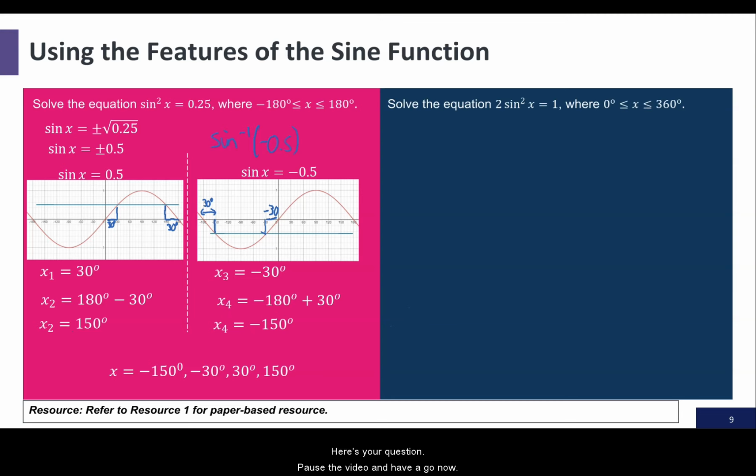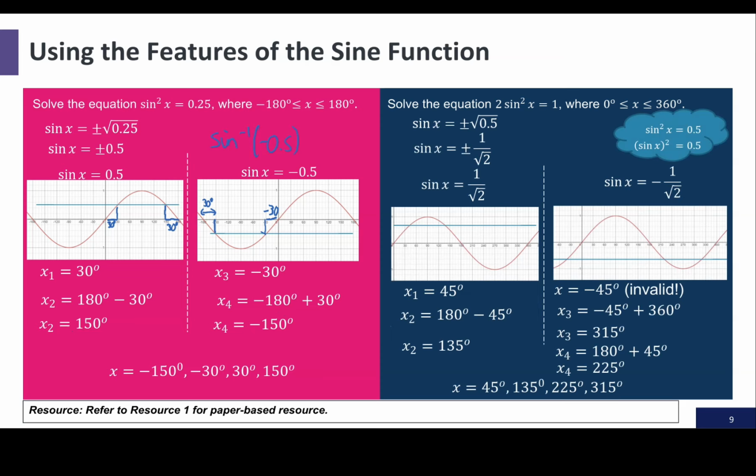Here is your question. Pause the video and have a go now. Here is the solution. So the first step was to divide both sides by 2 to get to this line here inside of the bubble. To get to this line here. And then I've square rooted both sides.